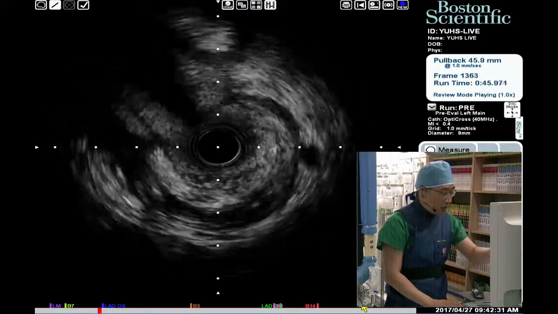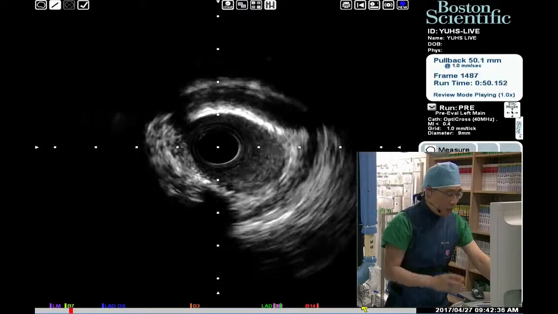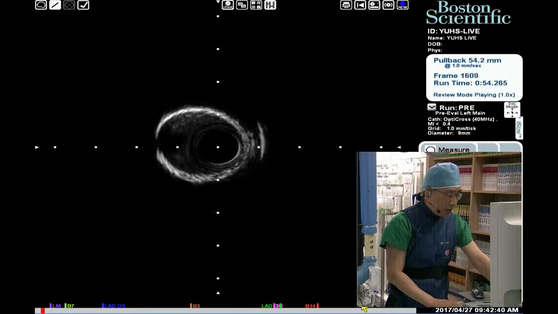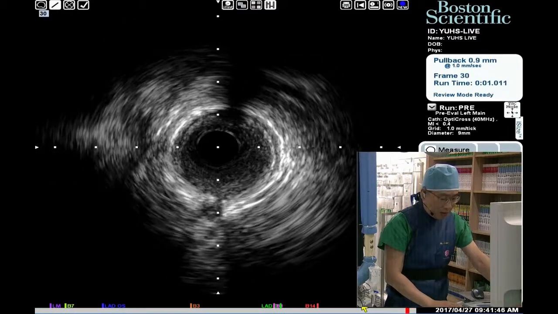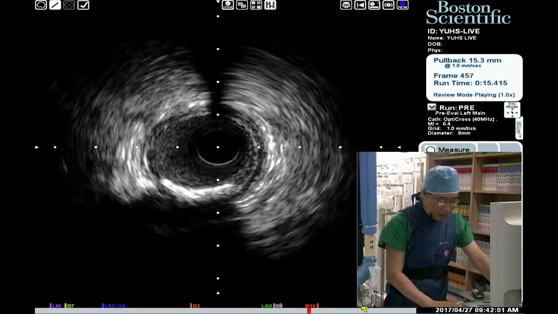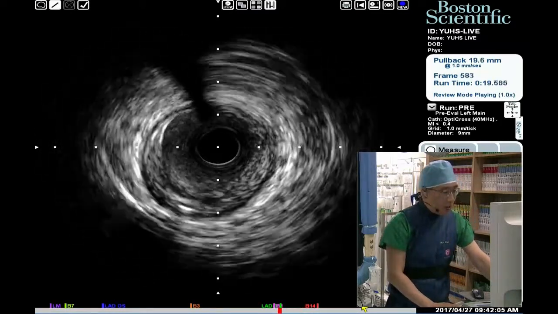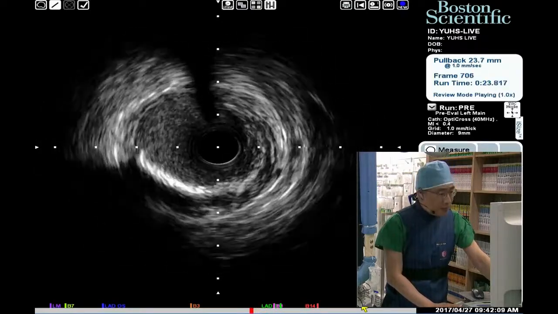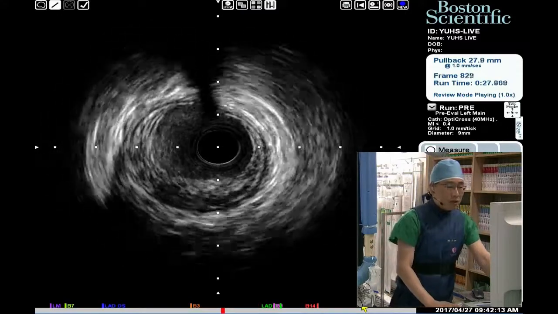And the plaque was distributed, most of the plaque opposite to the ostium of the circumflex. This is the left main. So left main ostium minimal lumen area 1.96 and left main minimal lumen area 3.4 and lesion length around 35 millimeter. Is there a question for the IVUS findings?